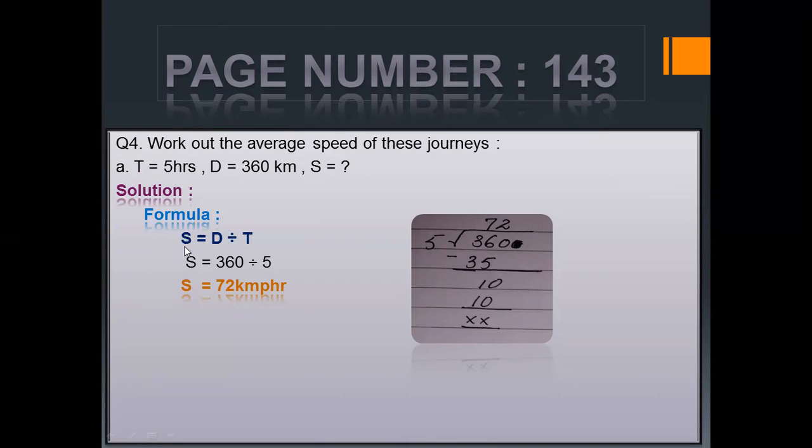The formula of speed is distance divided by time. Distance is 360 and we divide it by 5, which gives 72 kilometers per hour, because the unit of speed is kilometer per hour, so that's why we write kilometer per hour with speed. I do the rough work for you. When you divide 360 by 5, we get 72.